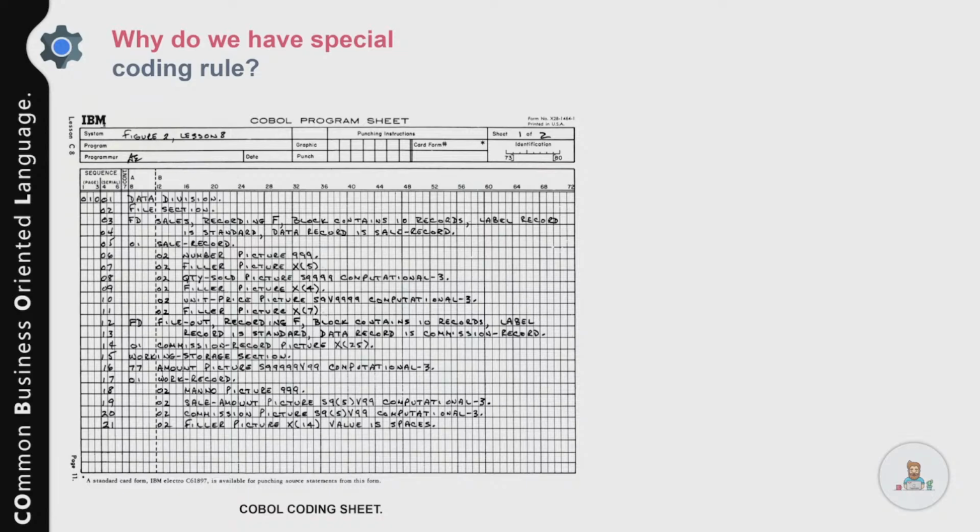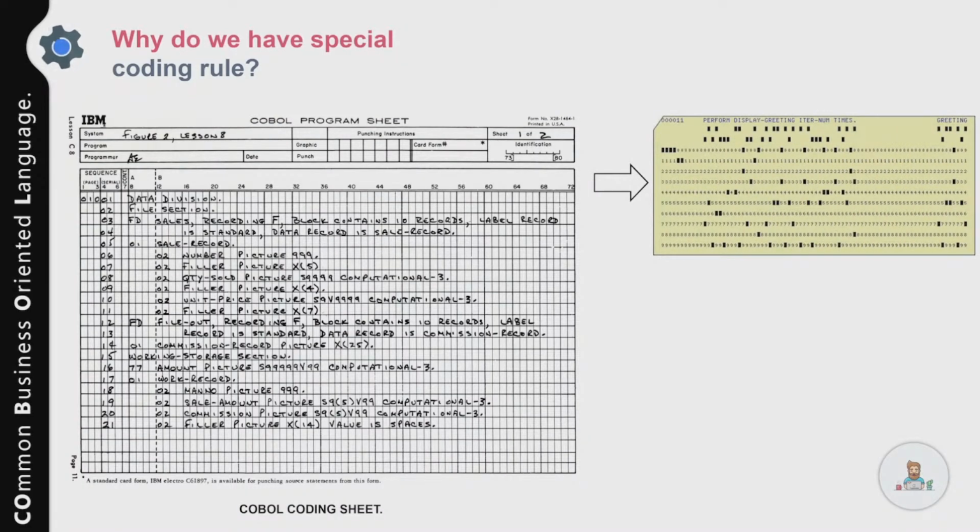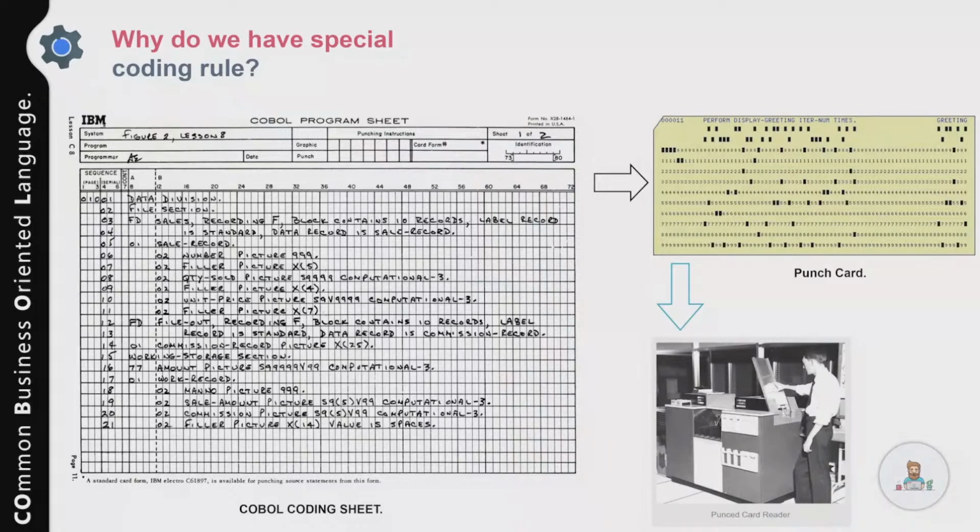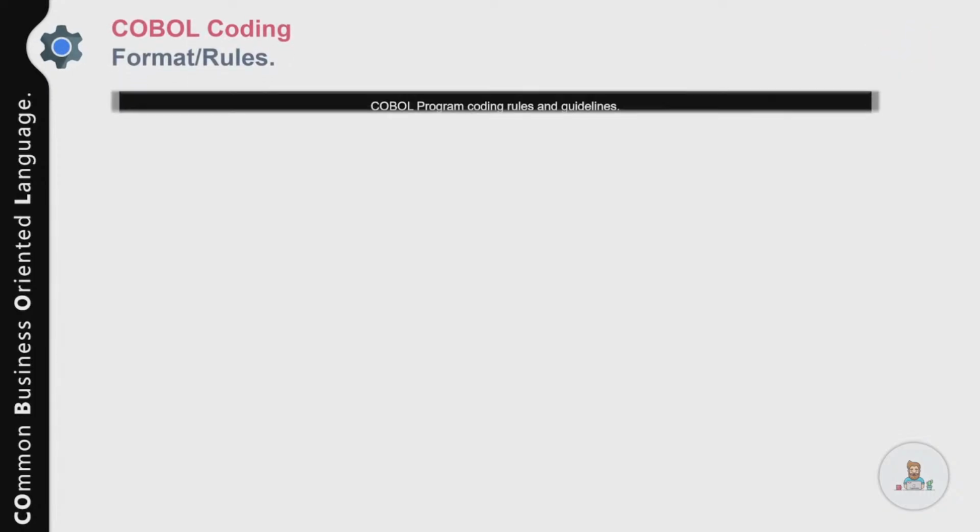Now let me summarize the entire process followed during the 1960s or 70s to write a COBOL program. Let's say you want to write a COBOL program. In that case, you will use a coding form or COBOL coding sheet, and on this sheet you'll write your COBOL program. After that you'll pass your COBOL program to a punch card operator for transferring it onto punch cards, and then submit it to a computer operator to load it into a computer using a punch card reader.